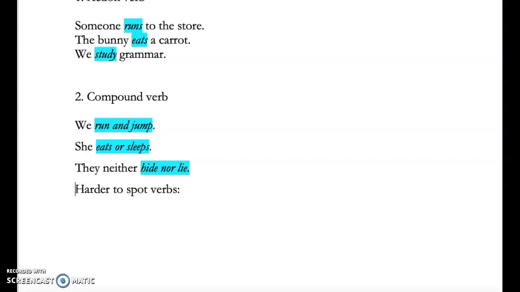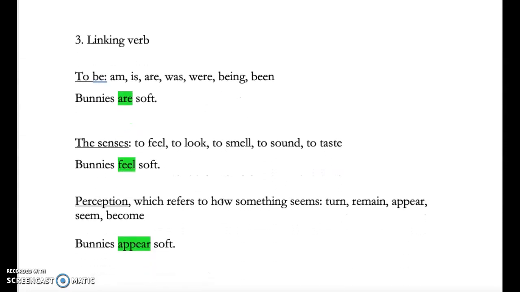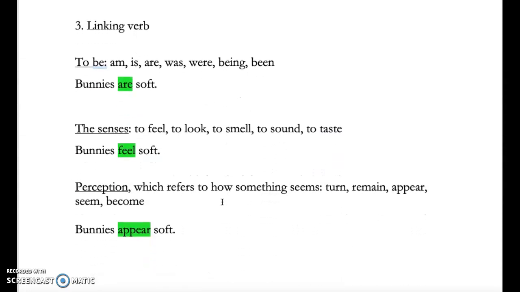And then we have the harder to spot verbs. So, the first harder to spot verb is the linking verb. And a linking verb connects a subject to a description of the subject. It links the subject and the description. The first kind of linking verb is to be, and hopefully you recognize that to be is the infinitive. It doesn't have a subject yet. But we know that to be changes depending on who the subject is. I am, you are, she, he, it is, we are, you are, or they are.